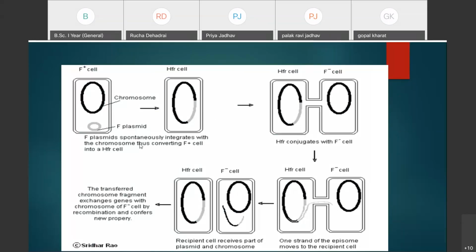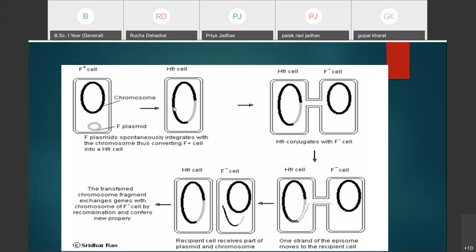Now here is another method of conjugation. Here you can see the F positive cell is present. In the last photograph we have seen the plasmid separately present, not integrated with the bacterial chromosome. Here you can see the F plasmid in the F positive cell. But sometimes what happens is the F plasmid spontaneously integrates with the chromosome, thus converting this F positive cell into the HFR cell.